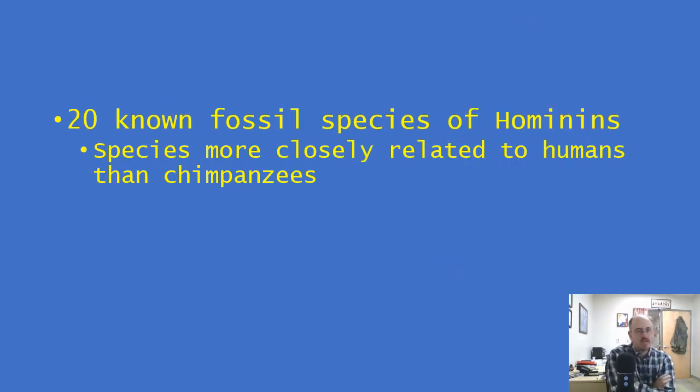Now what's cool is if we move up here, hominids were things like chimpanzees and humans and that group. But hominins are fossils that are more closely related to humans than chimpanzees, and we know of at least 20 kinds. So hominins, those are species more closely related to us than to chimpanzees.